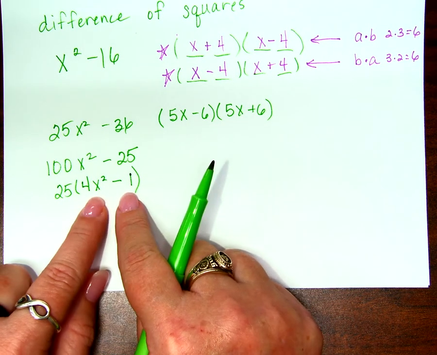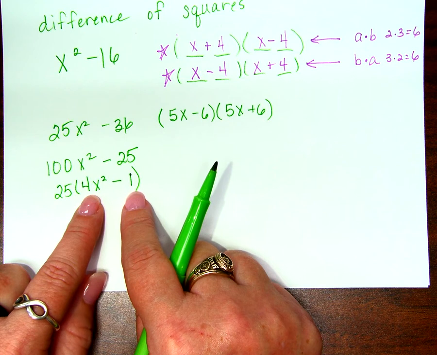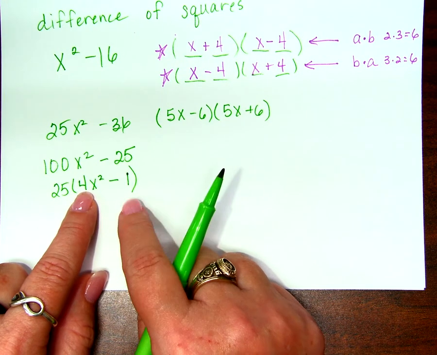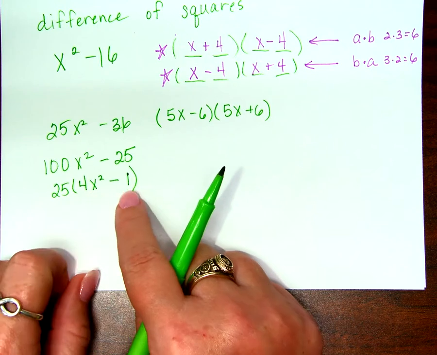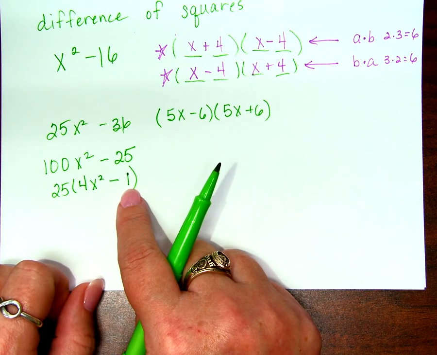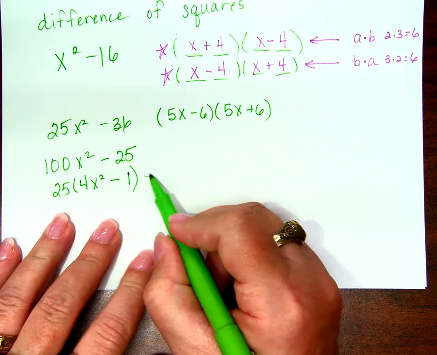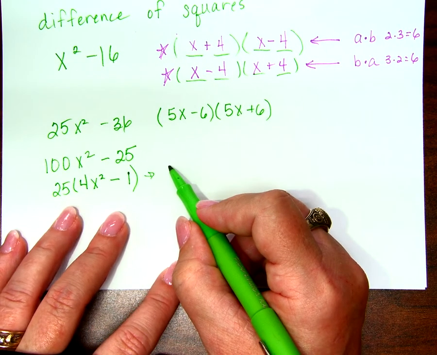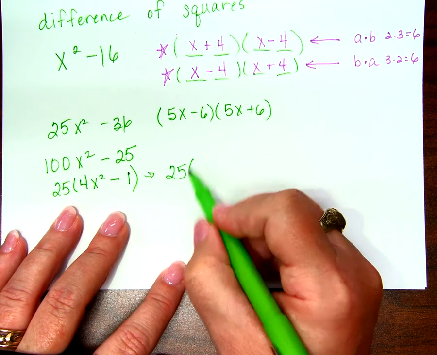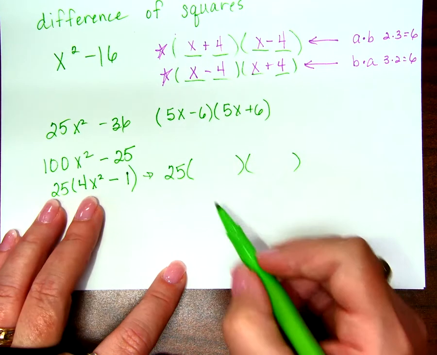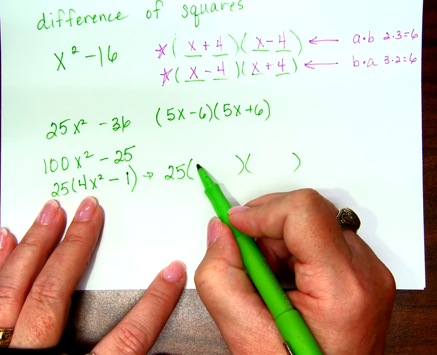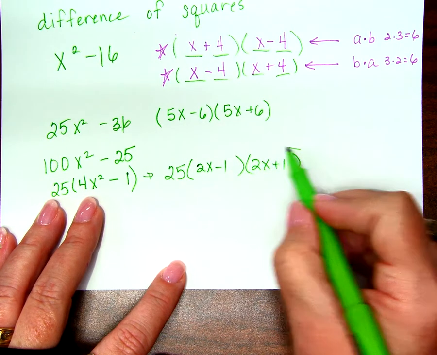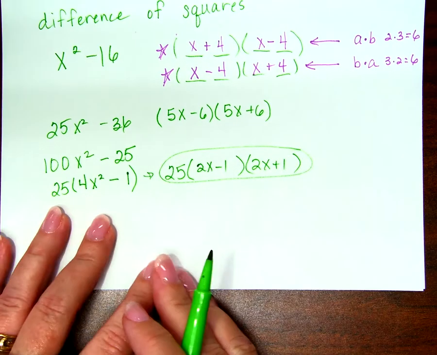Is this still the difference of squares? Is 4 a squared number? Yes. What is its root? 2. Is 1 a squared number? Yes. What is its root? 1. Now go to the answer then. What do I do with the 25? Drag it along. What are my two binomials? 2x minus 1, 2x plus 1. This whole thing right there is the answer.